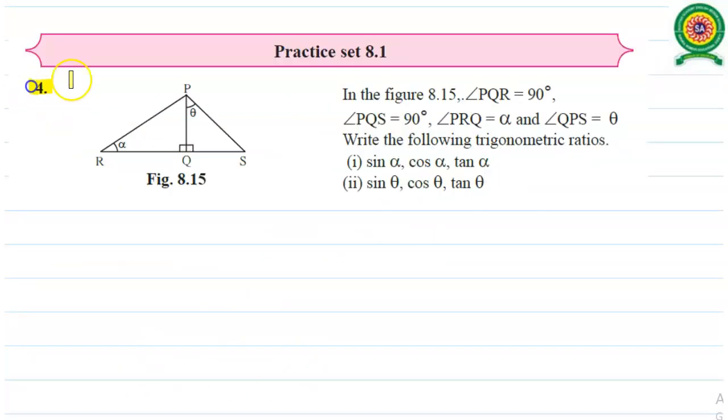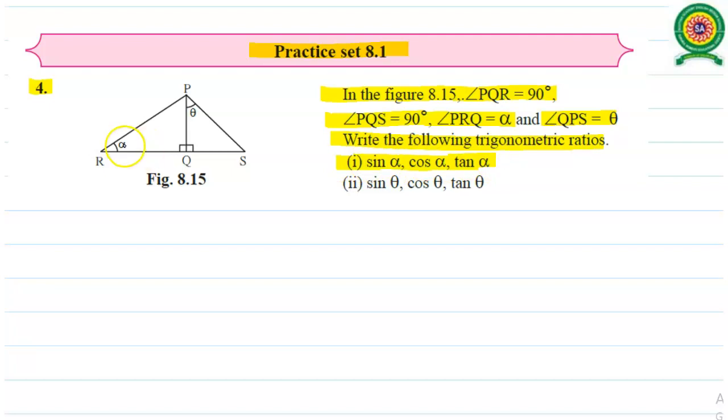Now look at question number 4 from practice set 8.1. In figure 8.15, angle PQR equals 90 degree, angle PQS equals 90 degree, angle PRQ equals alpha, angle QPS equals theta. Write the following trigonometric ratios. First, sin alpha, cos alpha, tan alpha.